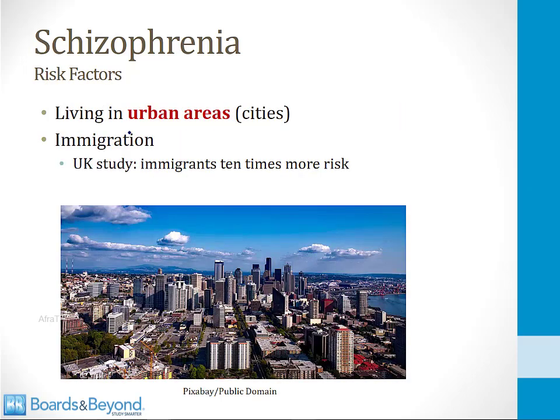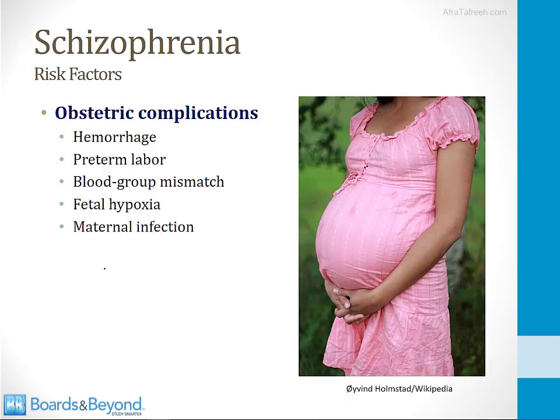We don't know what causes schizophrenia, but there are some well-defined risk factors. So let's go through that now. First of all, schizophrenia is more common if you live in an urban area or a city compared to people who live in the country or less populated areas. Immigration is a risk factor for schizophrenia. There was a study in the United Kingdom that found that immigrants were 10 times more likely to develop schizophrenia compared to native-born citizens of the United Kingdom. Why this is the case, people do not know. There is a theory that schizophrenia is caused by something that happens at a specific moment when the person is developing in the womb.